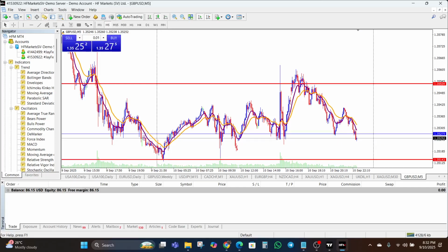So to recap, the best scalping strategy for small accounts combines moving averages to show trend direction, support and resistance for entries and exits, and candlestick patterns for confirmation. Keep your trades short, stay disciplined, and avoid overcomplicating your charts.